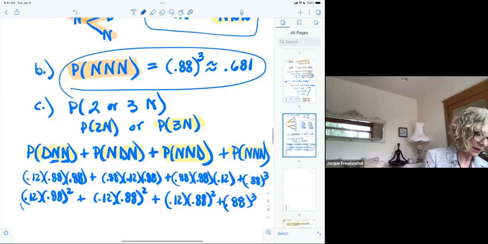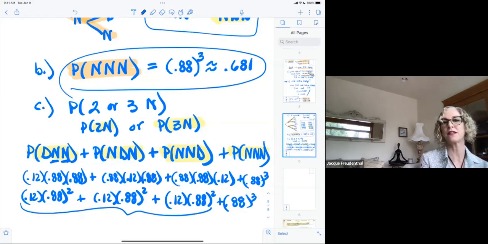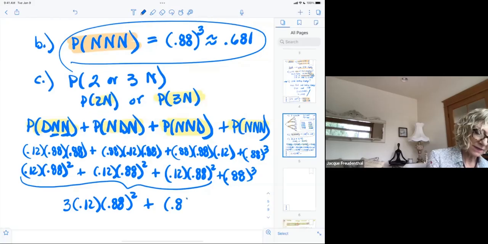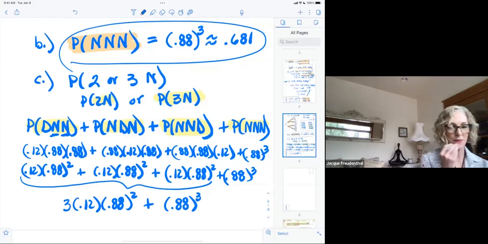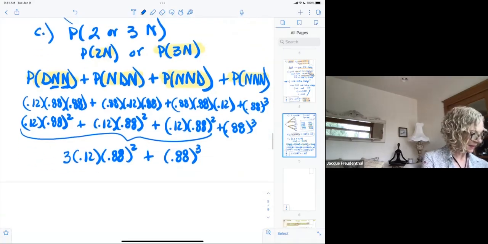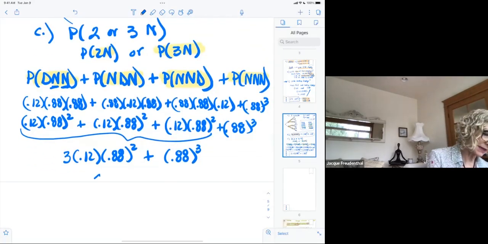So notice that all of those are the same. These first 3 are the same. So I could write that as 3 times. Instead of adding each of them, I can say 3 times 0.12 times 0.88 squared. And then I'm going to add in the last option of all 3 not being defective. So when I calculate this, I get approximately 0.9603.